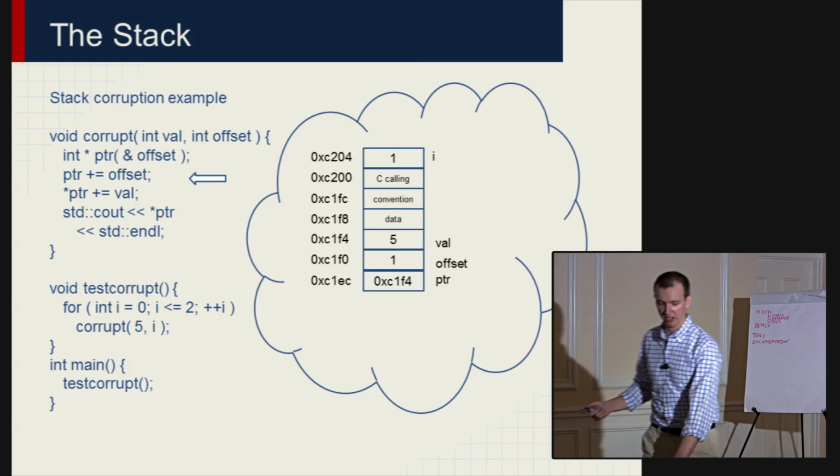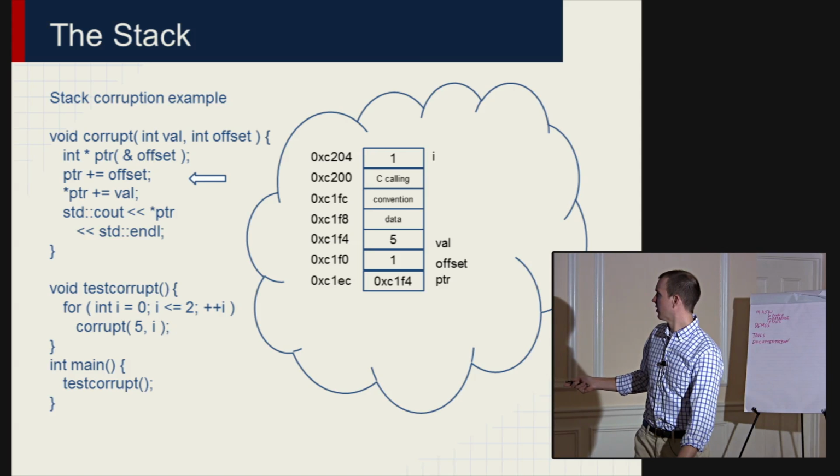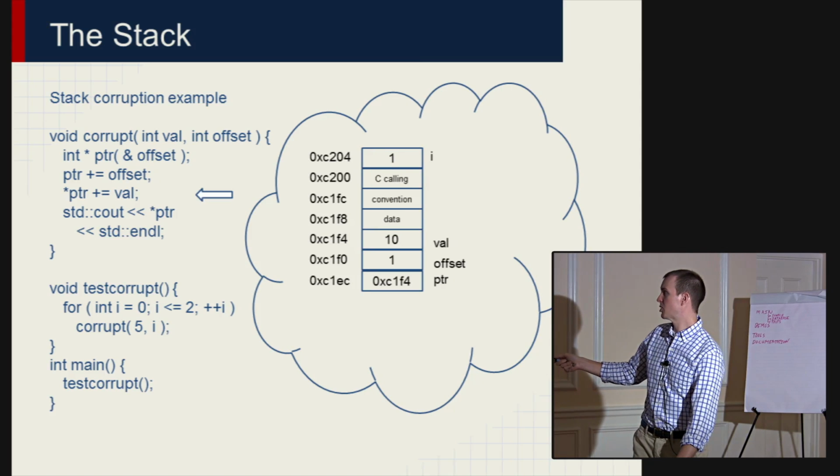Okay, it's kind of a funny thing about pointer arithmetic. And now I'm going to increment whatever is pointed to at this location in memory by val. And so that was 1F40 is going to become 10.